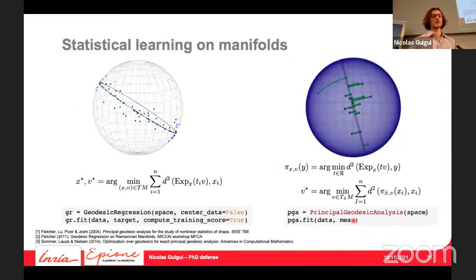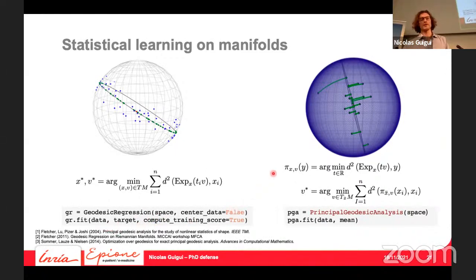Other examples are the geodesic regression that generalizes linear regression by looking for the geodesics that best approximates a data set. So we are given time points t_i on the real line and target points x_i on the manifold. And we are looking for the geodesic that best approximates the data so that it minimizes the sum of squared distances between the target points and the points on that geodesic at times t_i. Again, there are no closed-form solutions, so this is solved using an optimization technique, and this is implemented in an estimator that takes as input the space, and the fit method can be called.